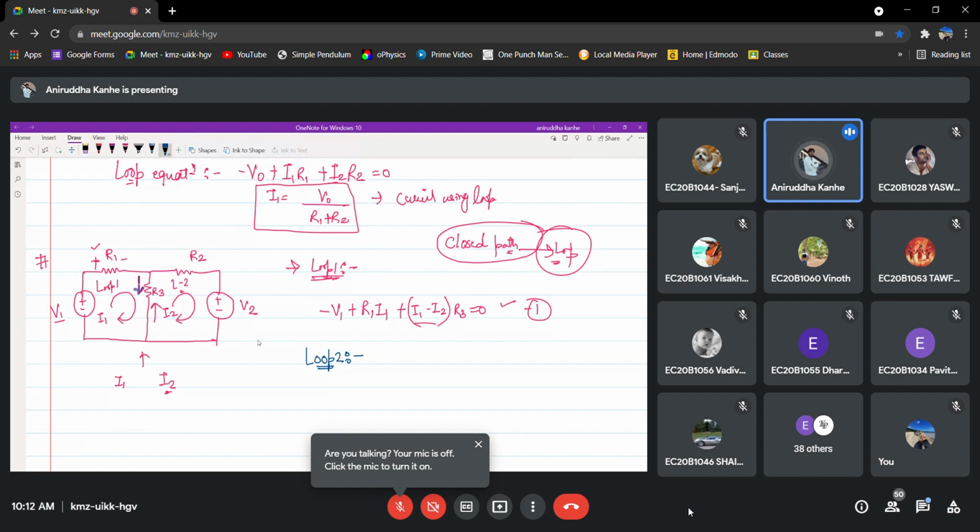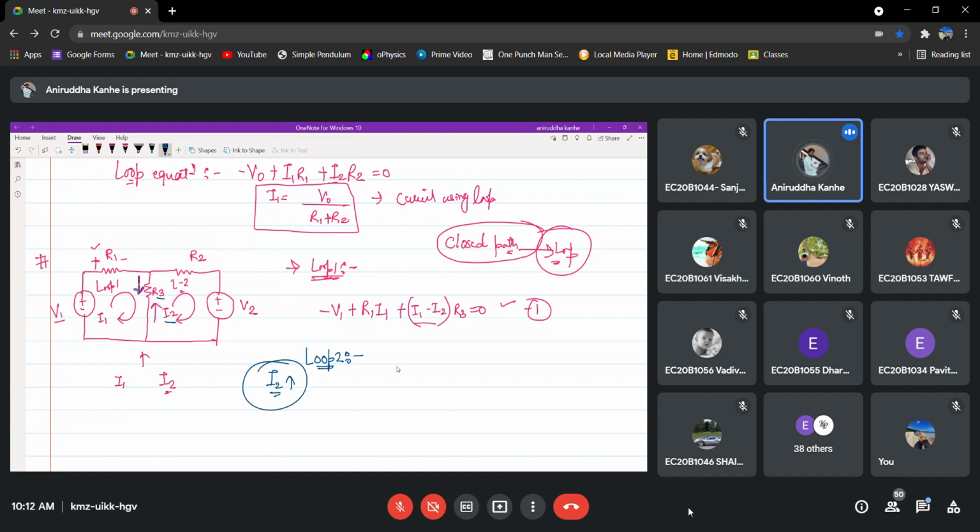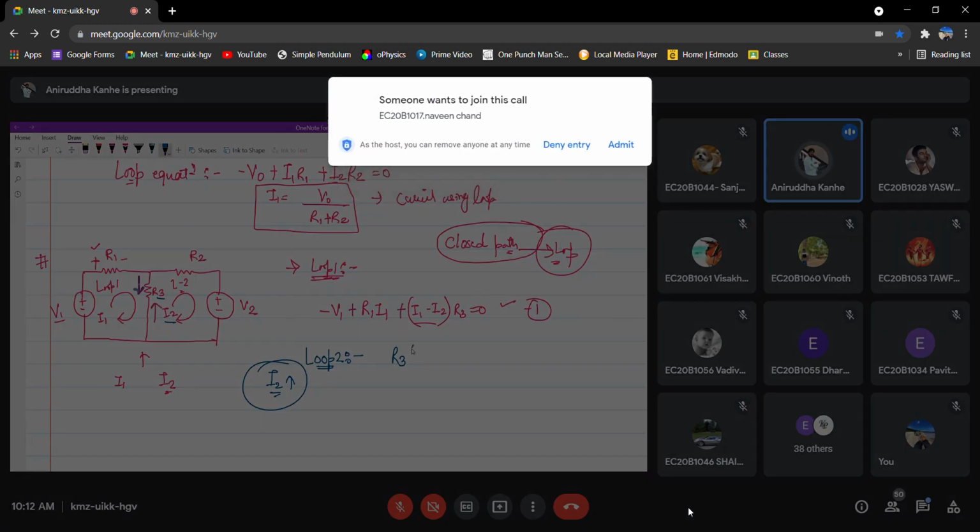So loop 2 one can write as, we will start with R3. So we are considering the loop 2, so I2 will win. That means you have to consider positive for that one. So we'll write R3 into I2 minus I1.